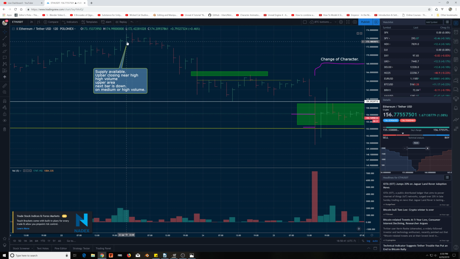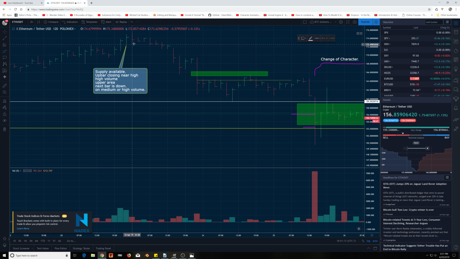Oh, no down bar. But this one hits all the checks, doesn't it? Plus, the next bar is down. It meets the criteria, and it's on moderate volume, not low. The ones next to it go lower and lower. So it hits all the checks. That means we have supply available. This is where supply is coming into the market.